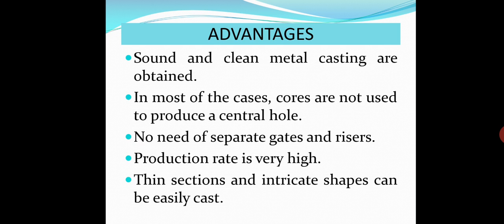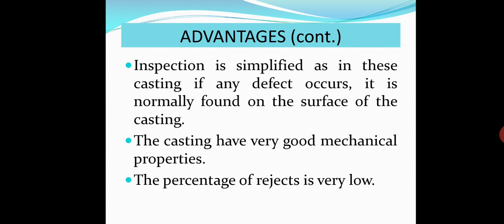So what are the advantages of centrifugal casting? Sound and clean metal casting is obtained. In most of the cases, cores are not used to produce a central hole. No need of separate gates and risers. Production rate is very high. Thin sections and intricate shapes can be easily cast. Inspection is simplified as in this casting, if any defect occurs, it is normally found on the surface of the casting. The casting has very good mechanical properties. The percentage of rejects is very low.